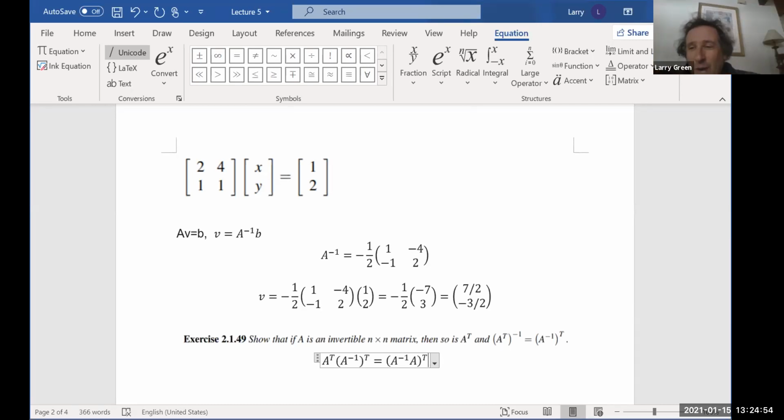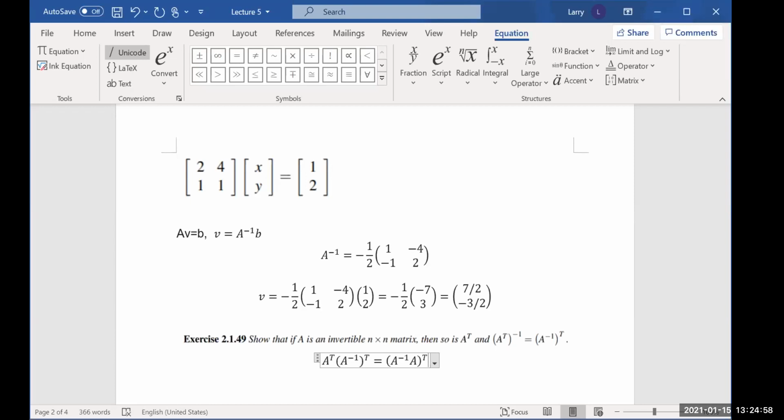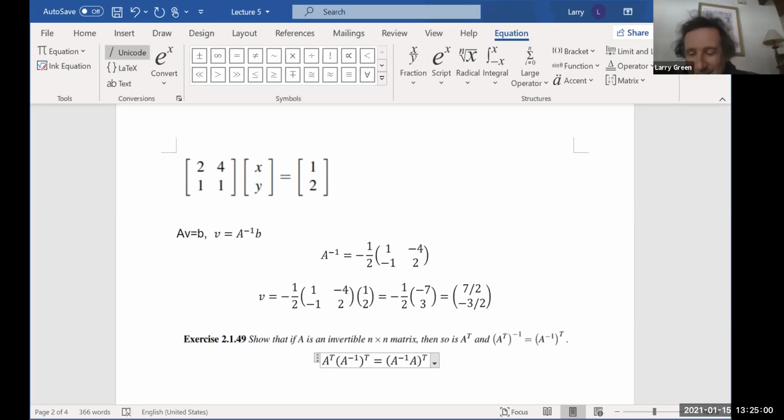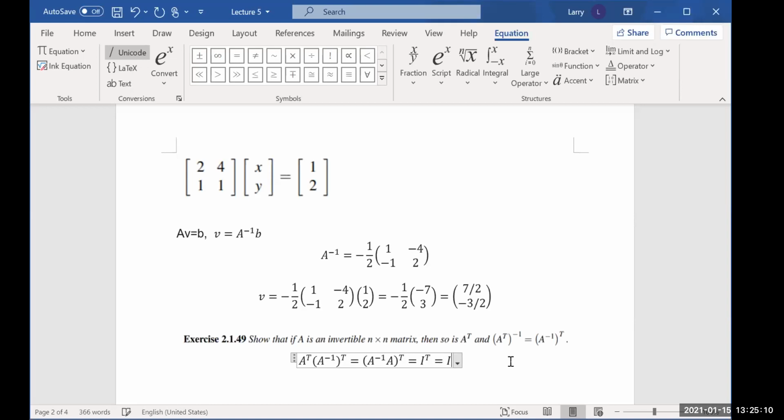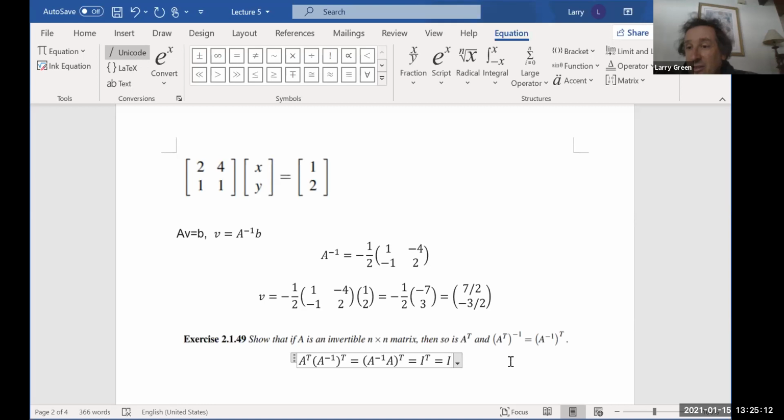But that's beautiful. Why is that beautiful? Because A inverse times A is the identity. Exactly. So that's going to be equal to the identity transpose. But what's the transpose of the identity? The identity, right? The identity is a symmetric matrix. And we're halfway there. Is it okay if I let you do the other half?